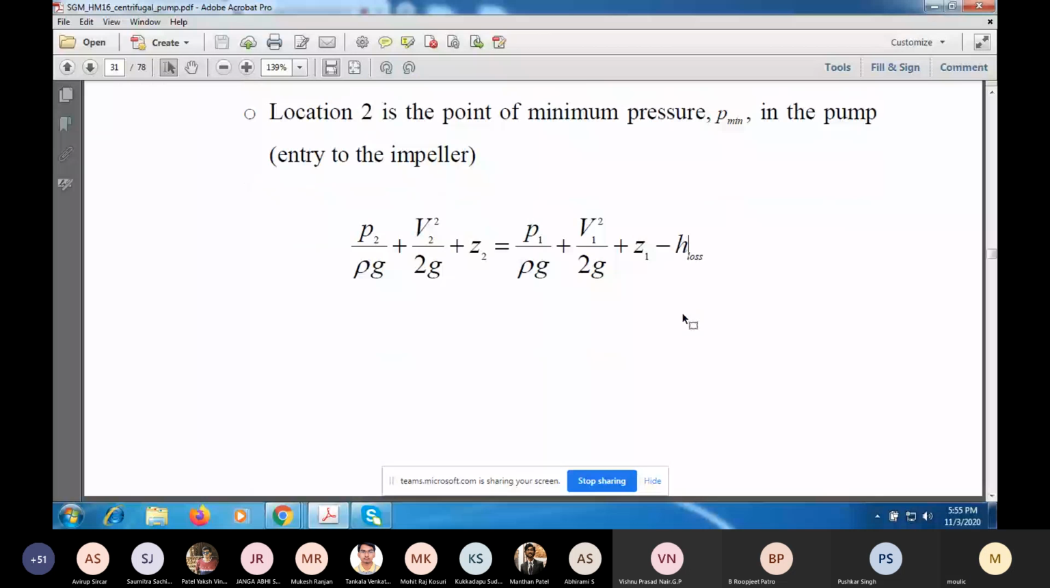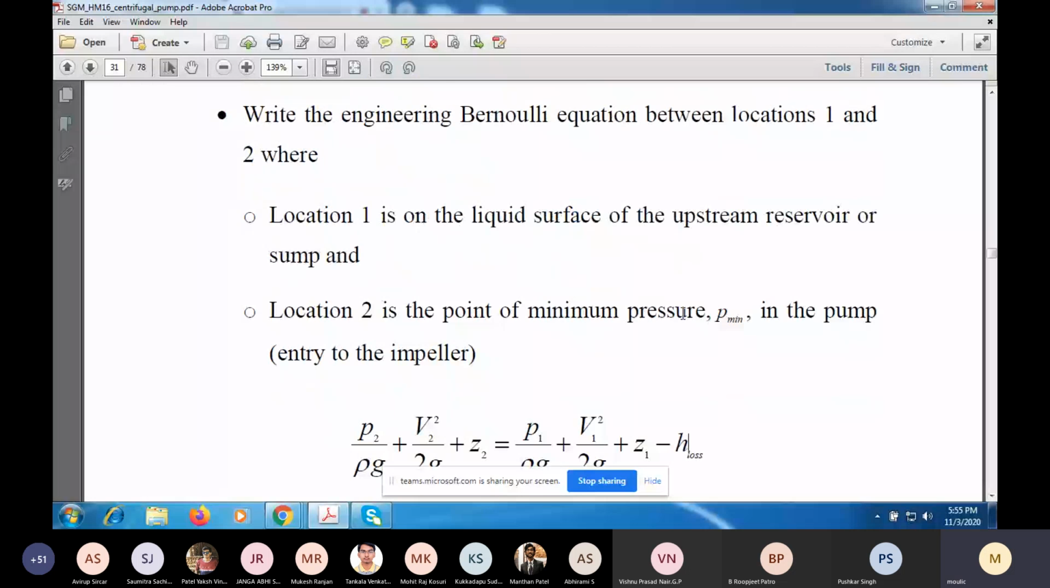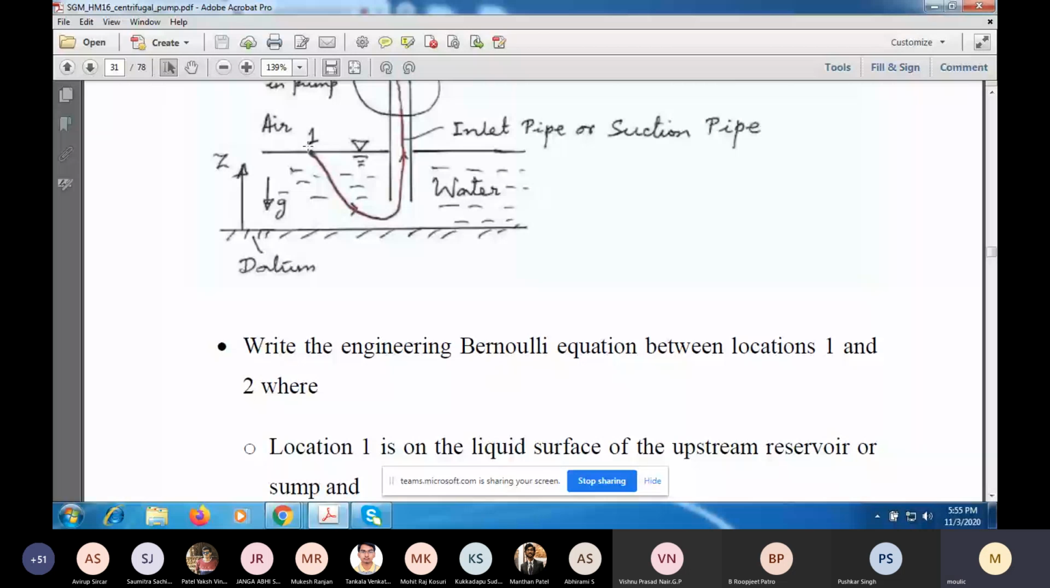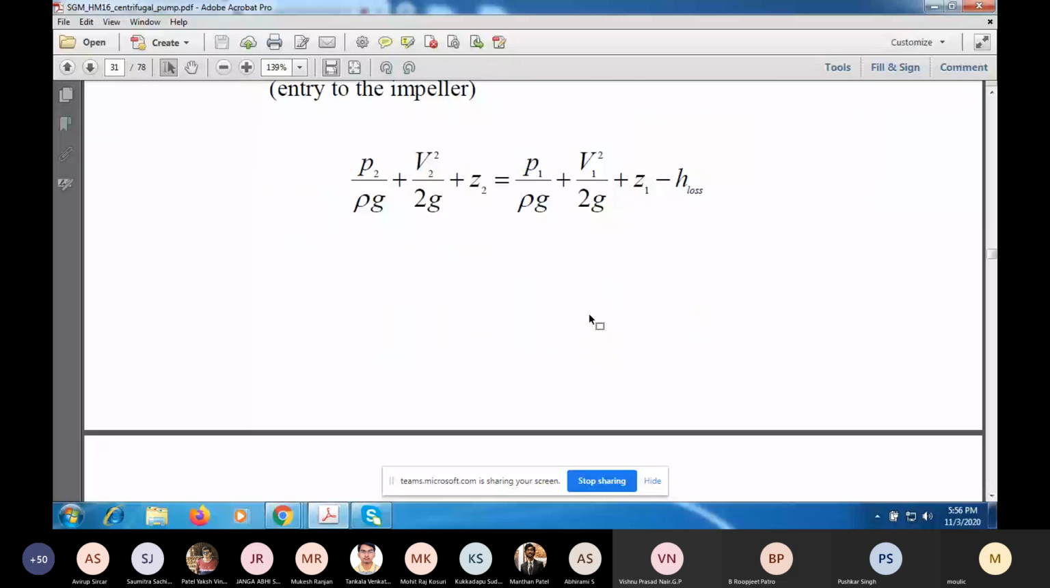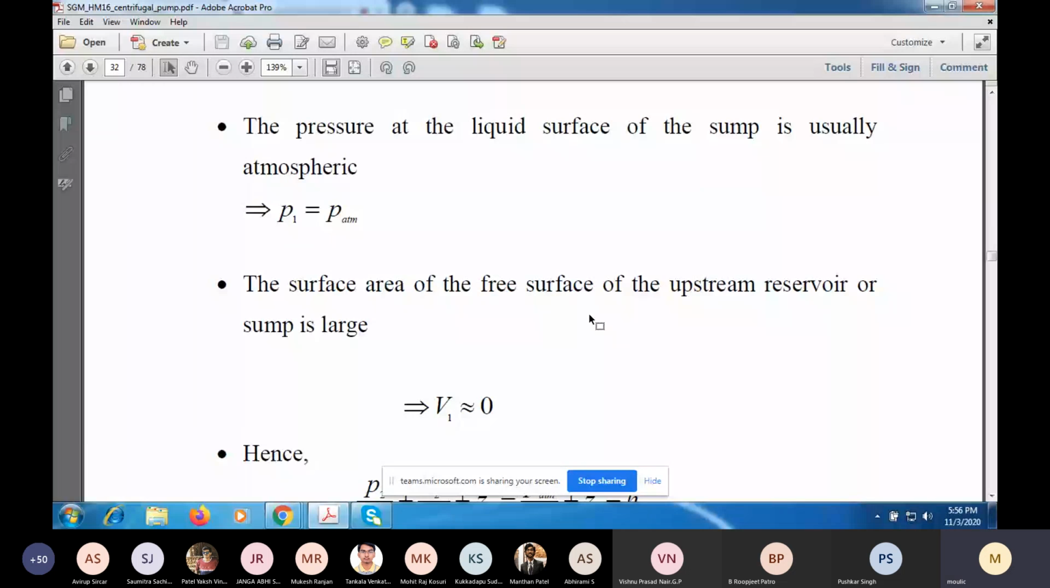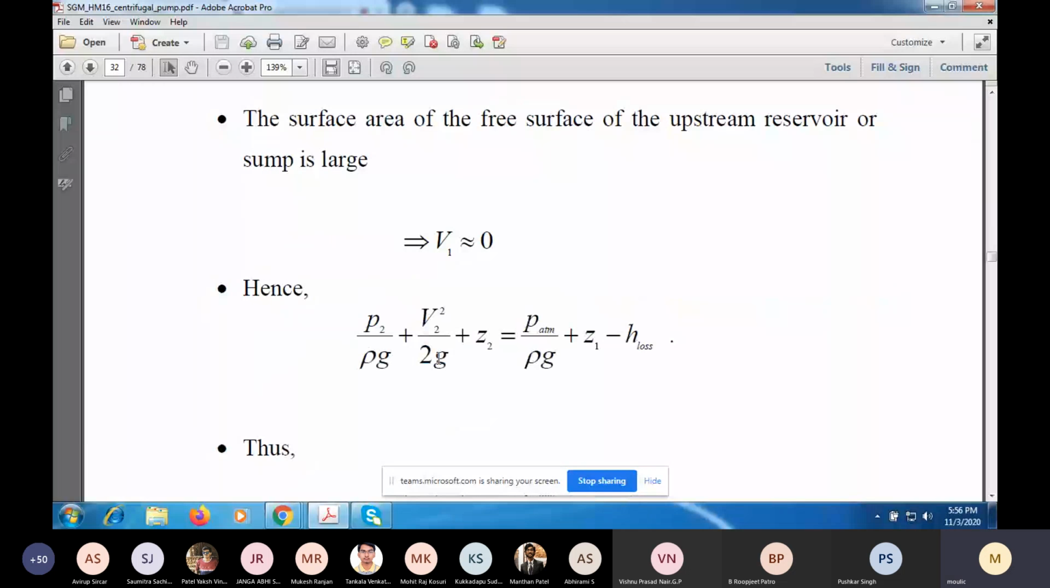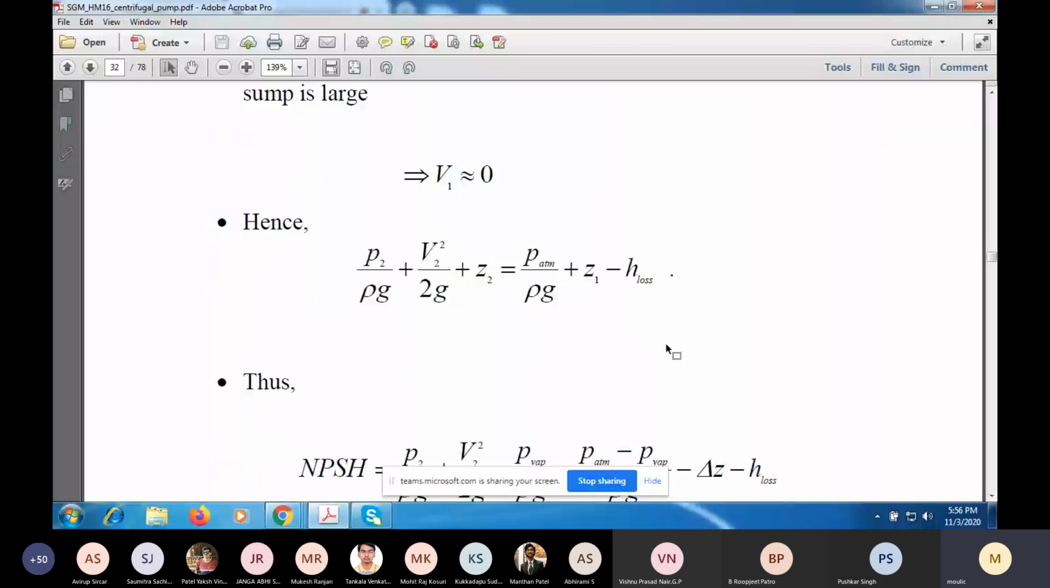Now P1 is atmospheric pressure, and if the tank is large, the surface area at this section here is large, so you can neglect V1 here. So the first term on the right hand side will be P atmosphere by rho g. This will be 0. Okay. So you'll have P2 plus V2 square by 2g plus Z2 is equal to P atmosphere by rho g plus Z1 minus head loss. Okay.